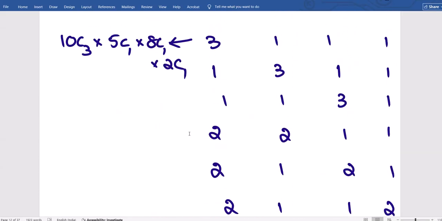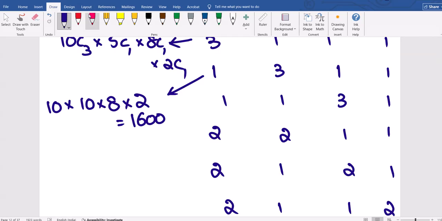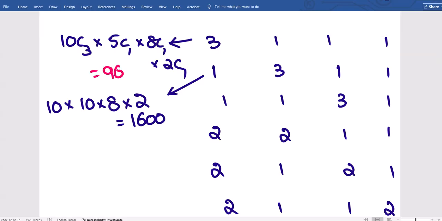When you try second one, what is second one here is 10C1 which is 10, 5C3 which is 10, 8C1 which is 8, 2C1 which is 2. So 100, 200, this is 1600 only. Second one is 1600. First one 9600. Third one 10C1 10, 5C1 is 5, 8C3 is 56. This is 2. You got 50, 100, 5600.